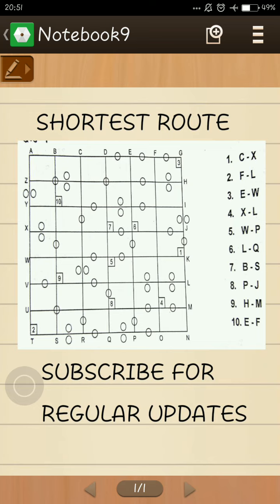Friends, today I am going to teach you the shortest route method to find out the shortest route between two places.